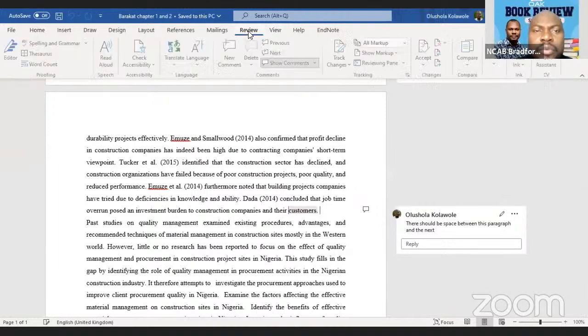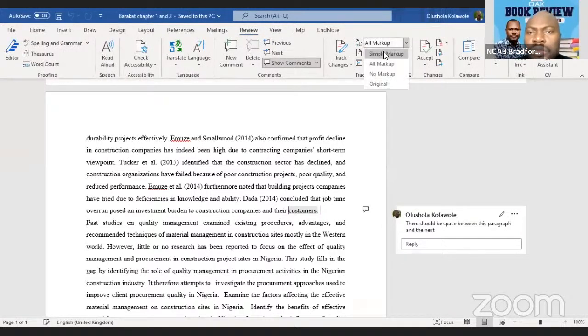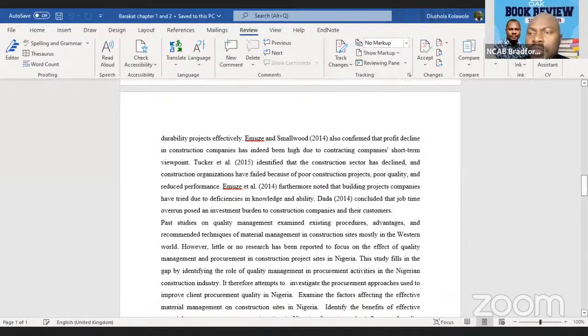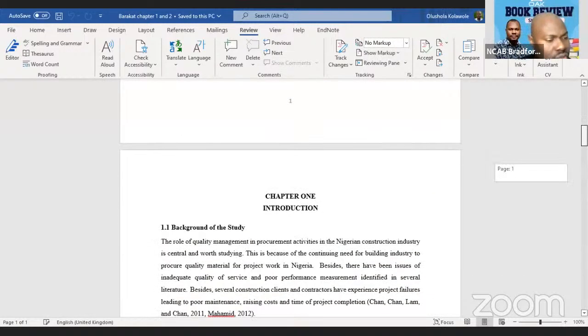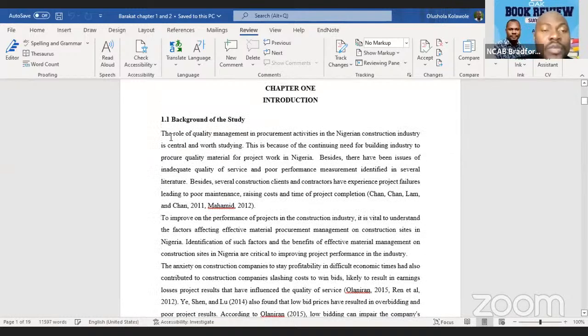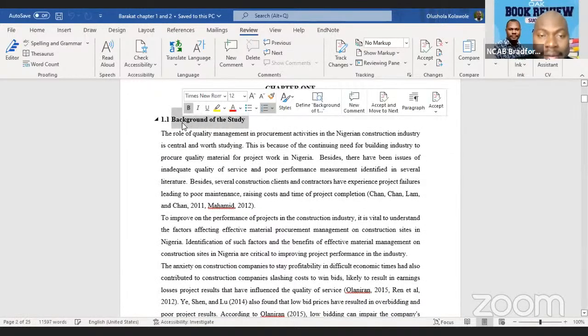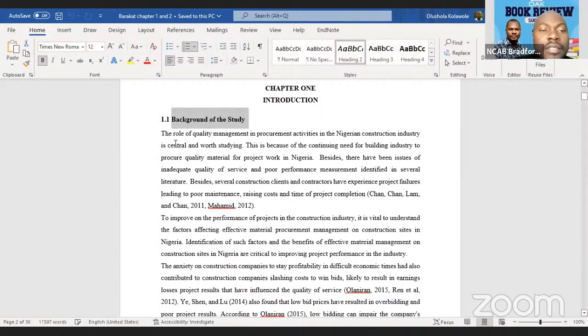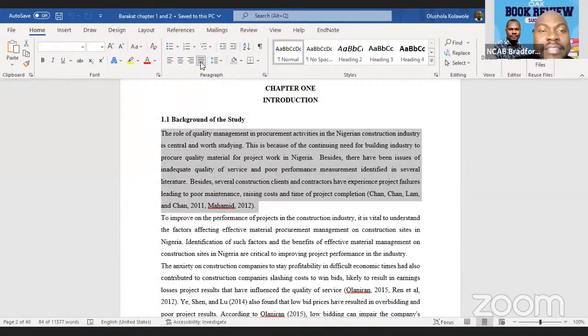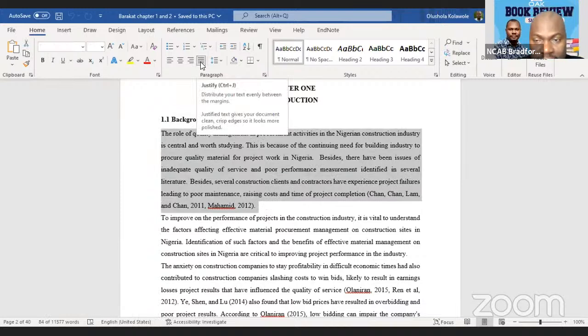If you look at what I'm sharing with you now, you will notice that this assessment is structured in a way I'm going to show you. Now, if you look at this one, you will see the background, and you will see that this is justified. If you look at it, it is justified.